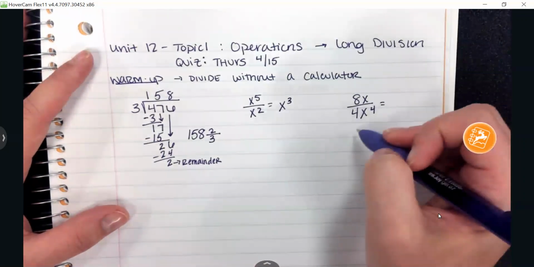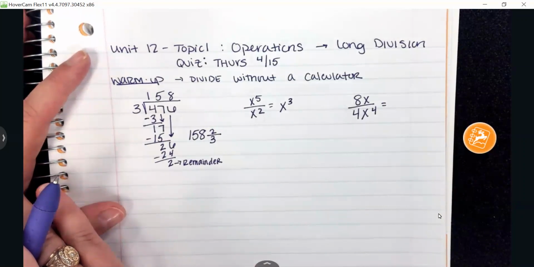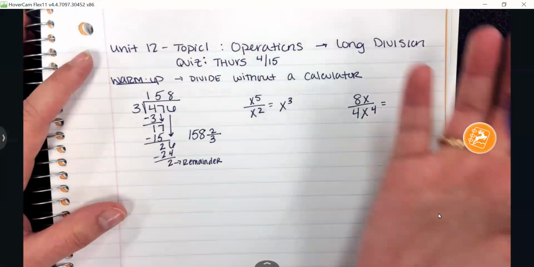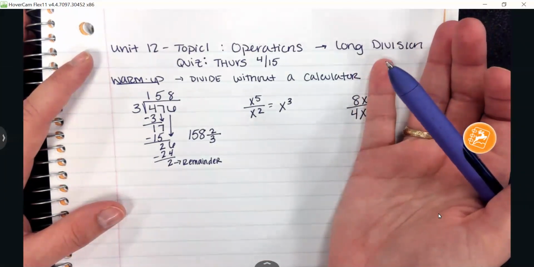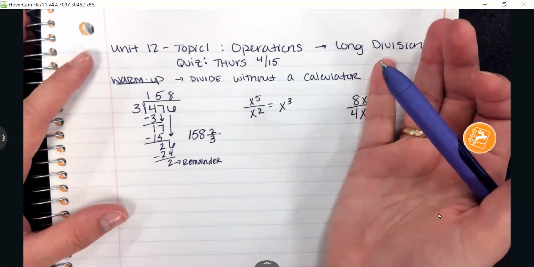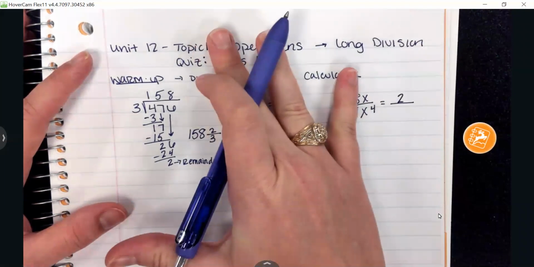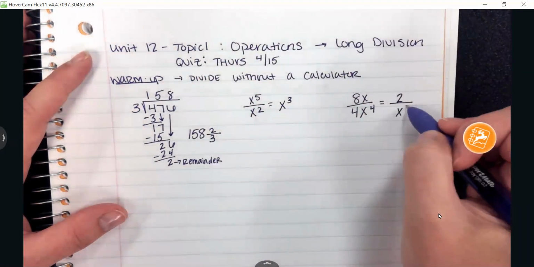8x divided by 4x to the 4th. What's going to be on top? Let's start with numbers. What's 8 divided by 4? On top or bottom? Why? The 8's greater, so 2 will be on top. Let's look at my x's. On the top or bottom? How many? 3. X to the 3rd.